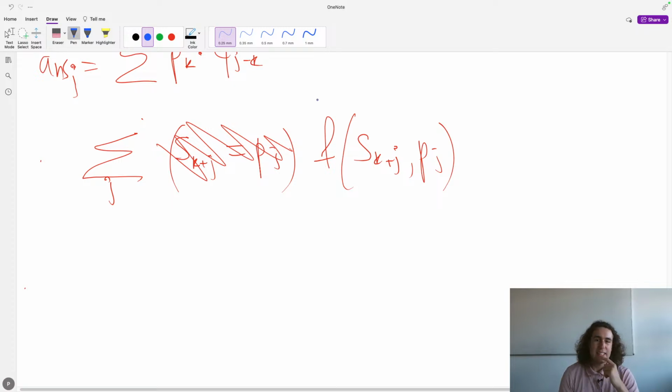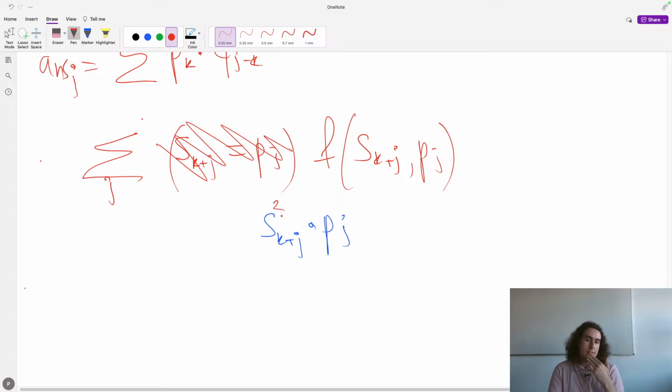What kind of functions f can I do? Obviously I can do the function s k plus j times p j. Product we can do. But I can do something different. I can square s. I can take s k plus j squared times p j. For that, in the initial sequence s, I just square all the elements and then I convolve it with p. And this way I'm going to get this value. So this is ans k.